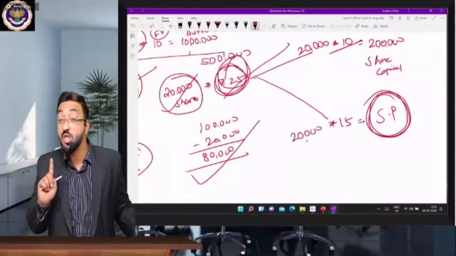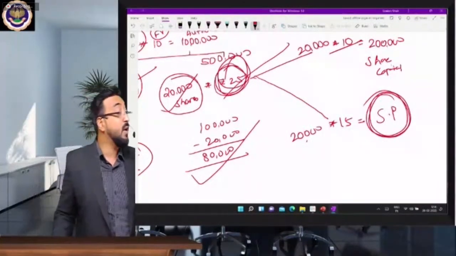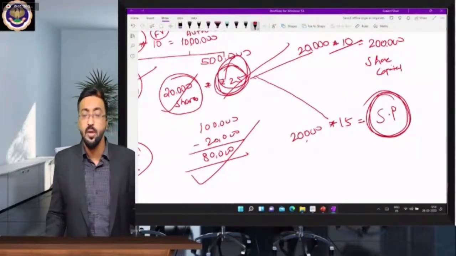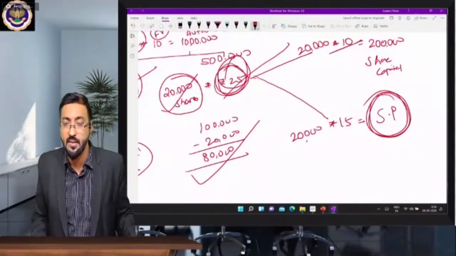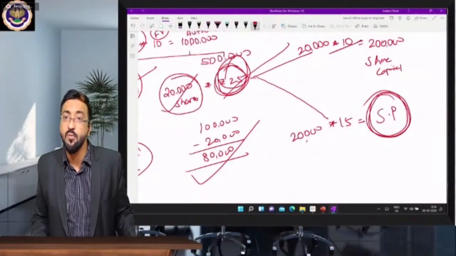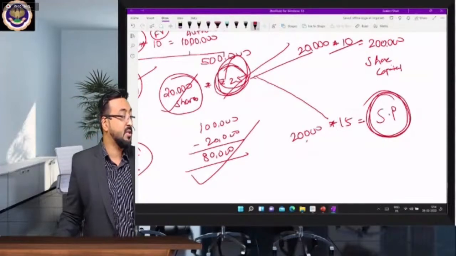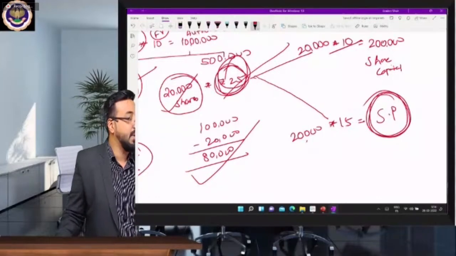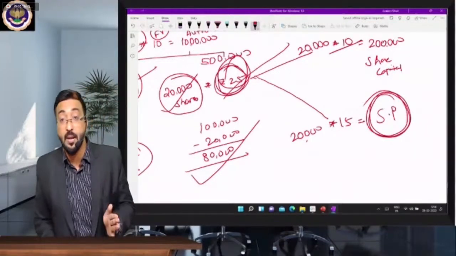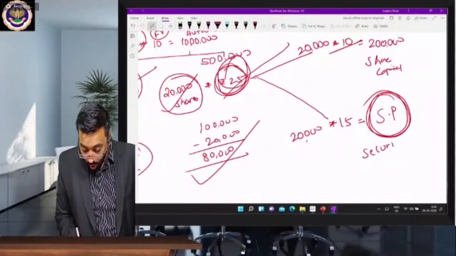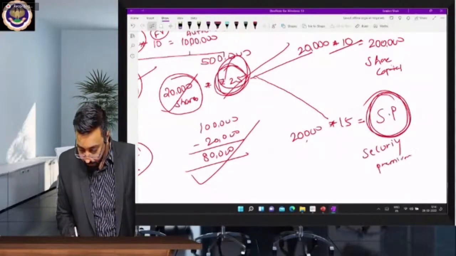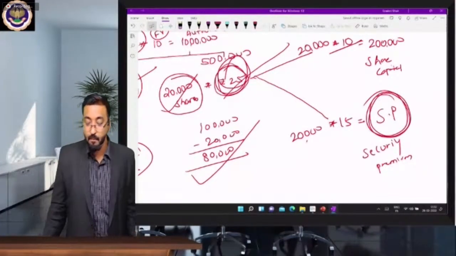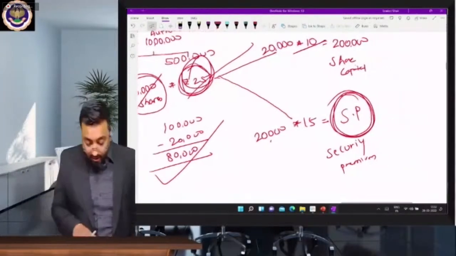See, the word is not share premium. The word share premium was removed in 2000 only. I don't know the exact year. In our 11-12 syllabus in Maharashtra board, there was a word called share premium. Still our Maharashtra board's books are not updated, and many faculties are calling it share premium. But beta, there is no word of share premium. The word is security premium.